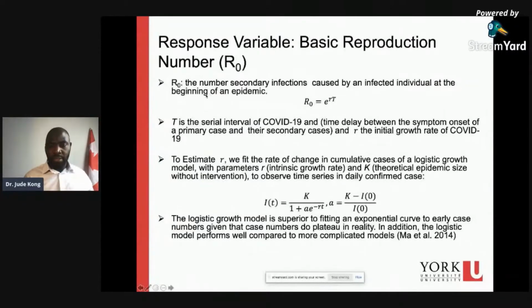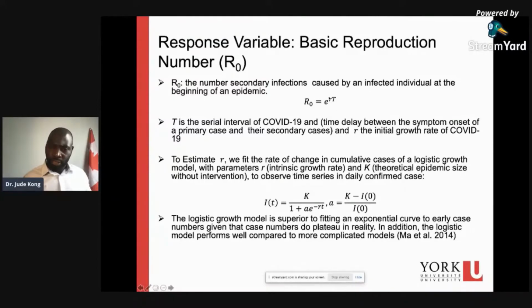In order to get the basic reproduction number from this explanation, we use the fact that this is a growth rate here that we have to measure. This R here stands for the growth rate. And then T here is the serial interval, which is the time delay between symptom onset of a primary case and their secondary cases. And R is the initial growth rate that we measure.